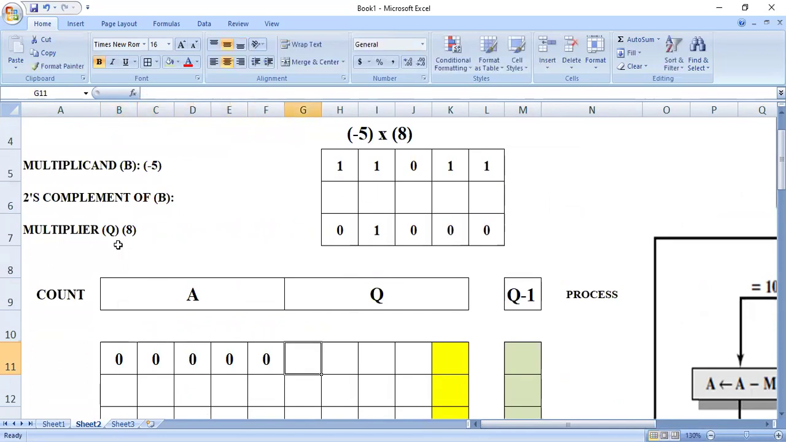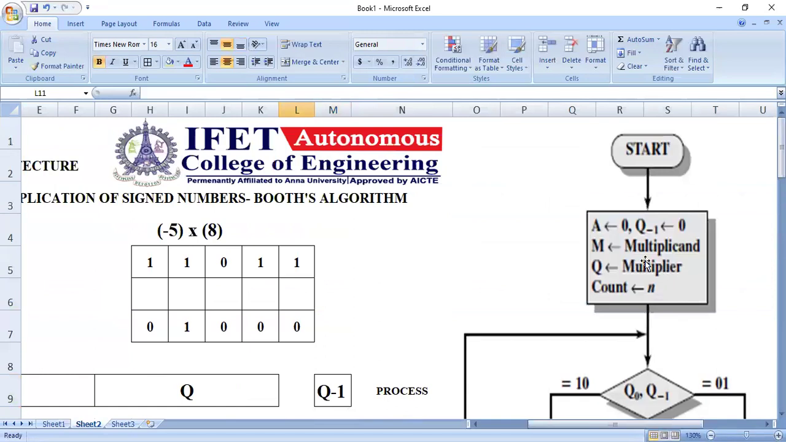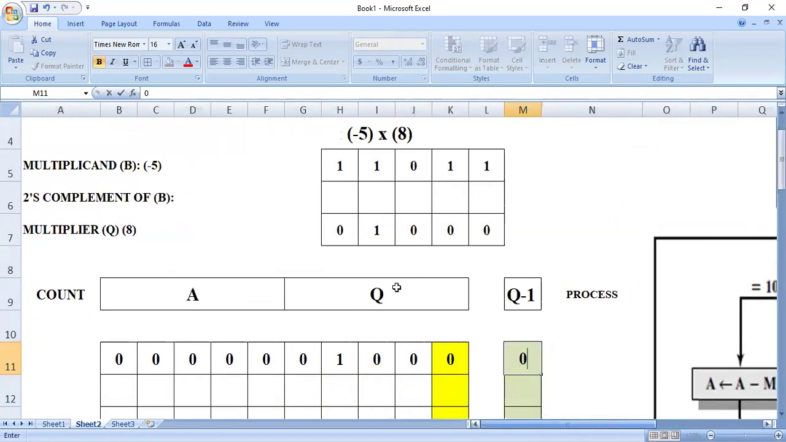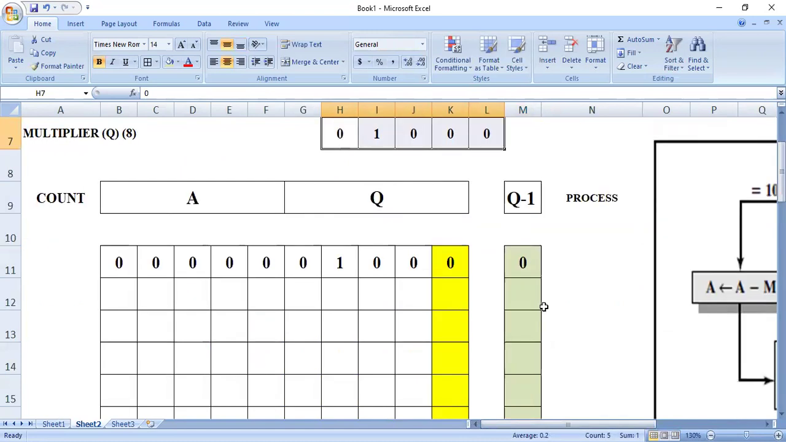And in the Q register, we'll be storing the multiplier value. What is the multiplier value? 0, 1, 0, 0, 0, 1, 0. And in Q minus 1, look at this one. In A also, I have to store 0. In Q minus 1 also, we have to mention 0 during the initialization process. And what about the count? As I mentioned in the previous algorithm, count is the number of bits in the multiplier. The number of bits is 5, so here also the count should be equal to 5.